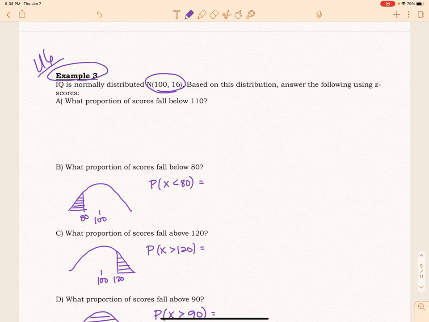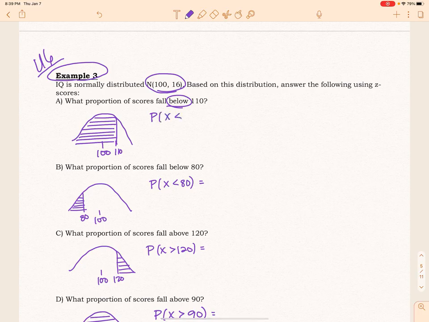All right, so for part A, we're looking at the proportion of scores that fall below 110. So we are always going to start out with a picture, and I'm going to mark the mean all the time, and then I want the proportion of scores that fall below 110. So 110 is going to be, sorry, put that in the wrong place. 110 is going to be above 100, so I'm going to make a mark right there, and then I want to shade to the left because I'm interested in below 110. And then I'm going to write an inequality. So the probability that x is less than 110.